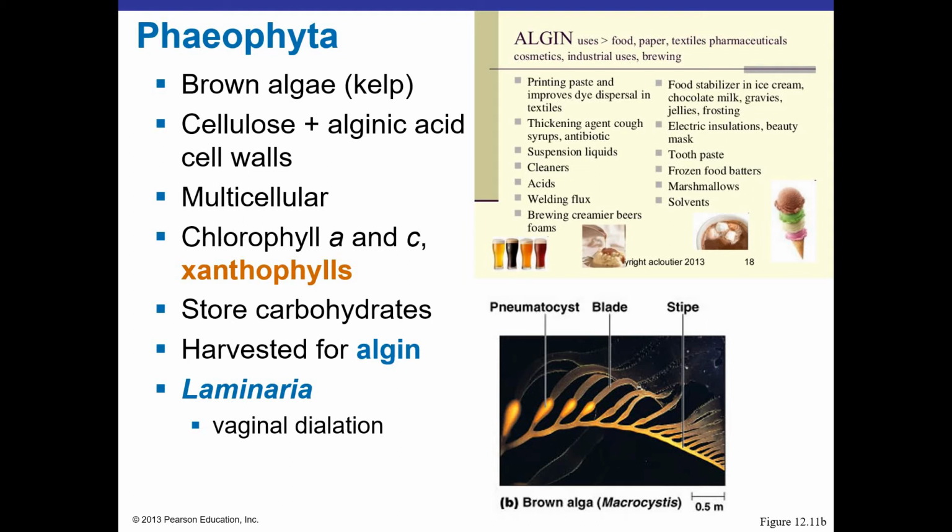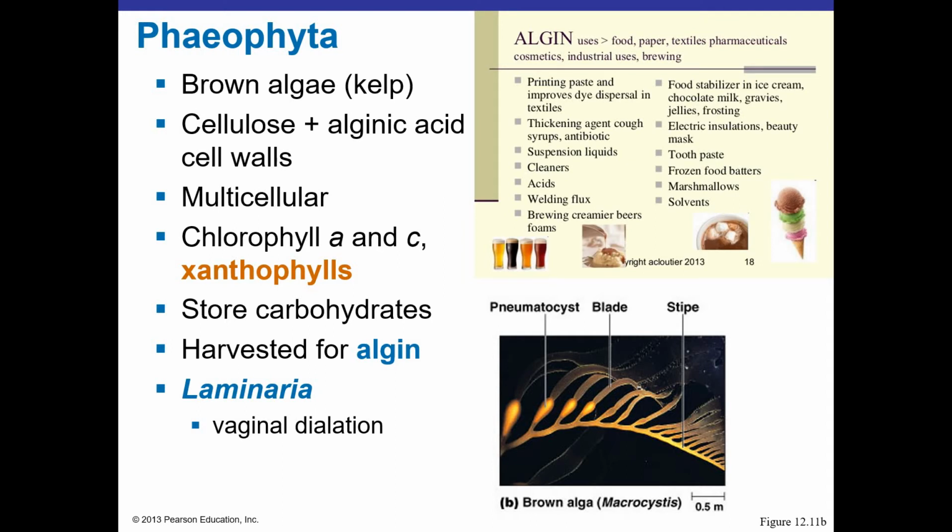But they're going to have cellulose and organic acid in their cell walls. They are multicellular, and they have chlorophyll A and C, but it's the xanthophylls that give them the nice brown color. They store carbohydrates, and many of these are harvested for algin. Algin is used in many foods and textiles, cosmetics, brewing, pharmaceuticals.